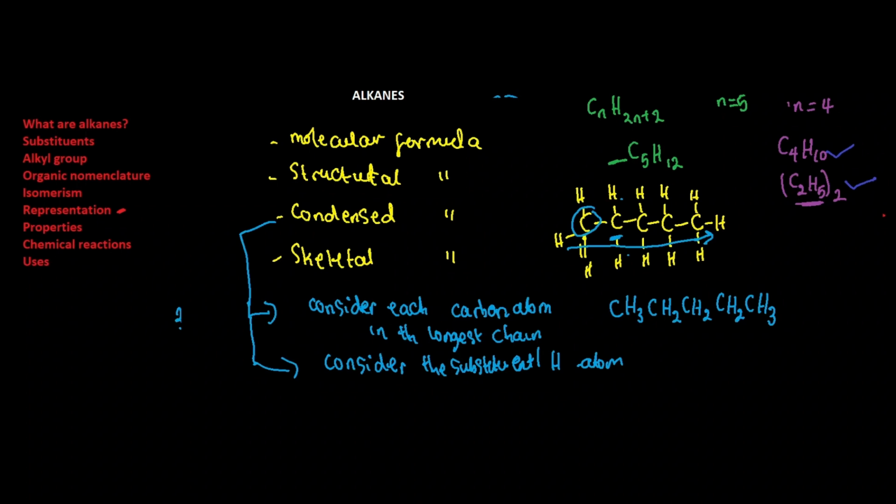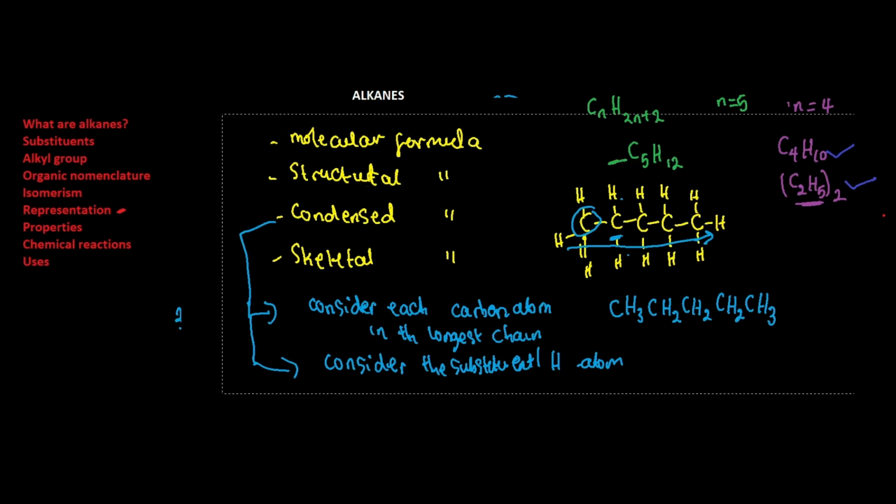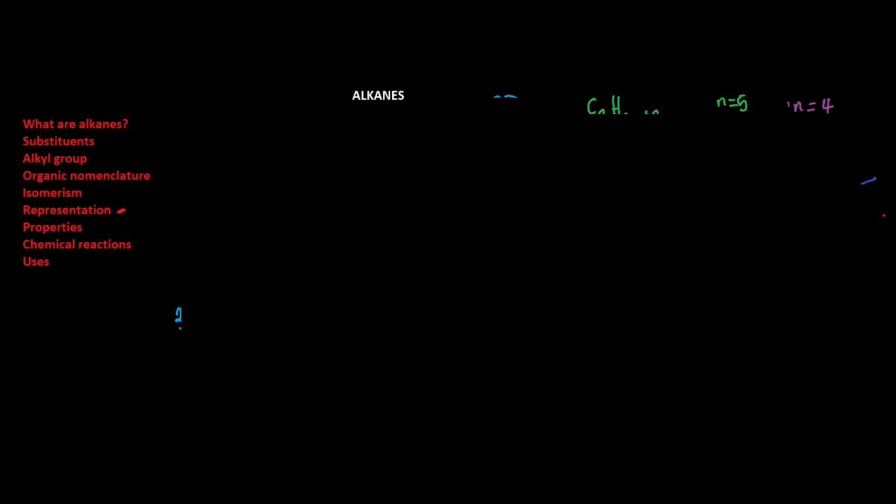So for the skeletal formula, now the skeletal formula makes use of 3 things. The skeletal formula makes use of 3 things, and would consider these 3 things as follows. It makes use of ends, bends, and intersections.